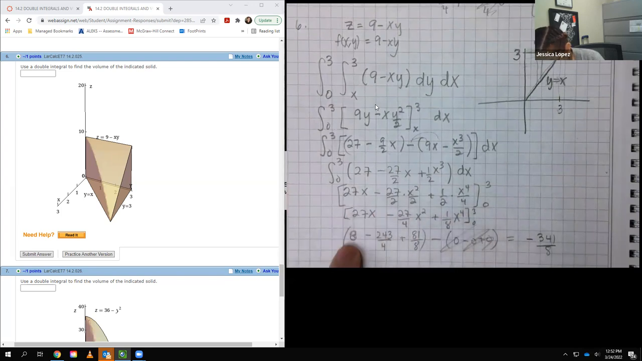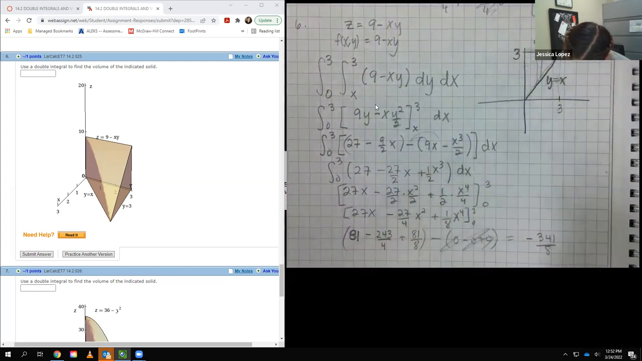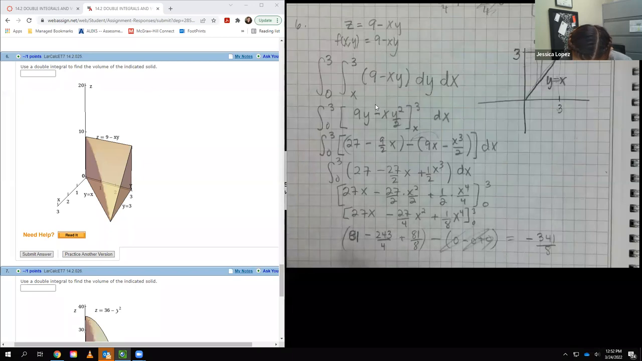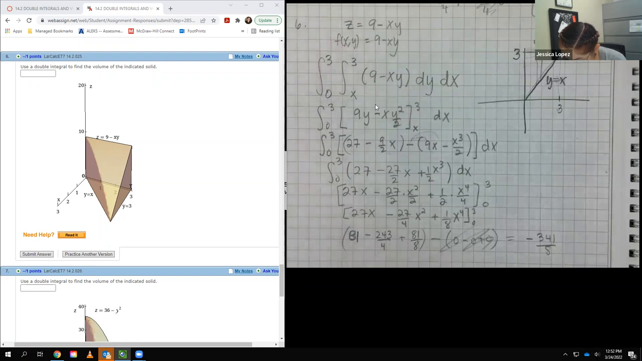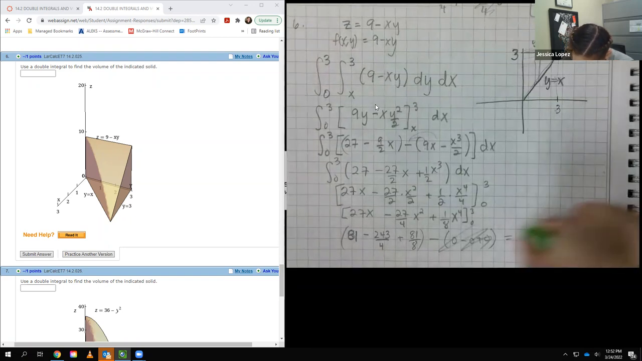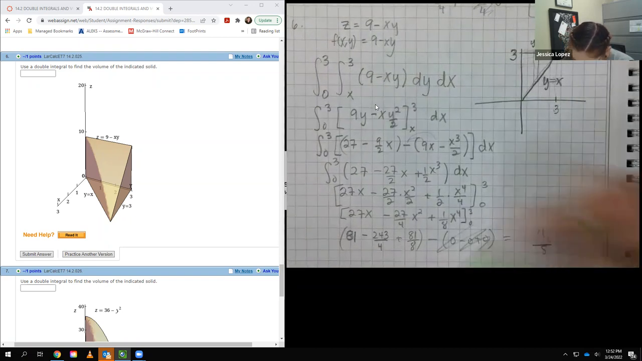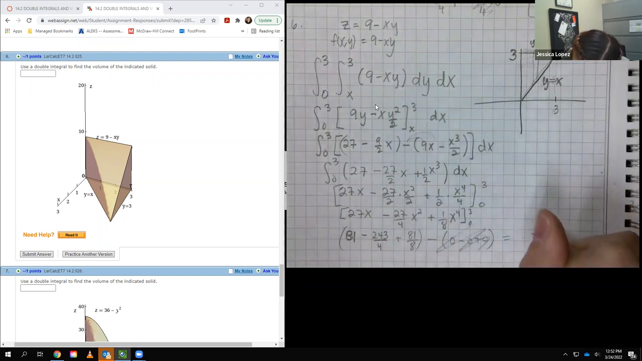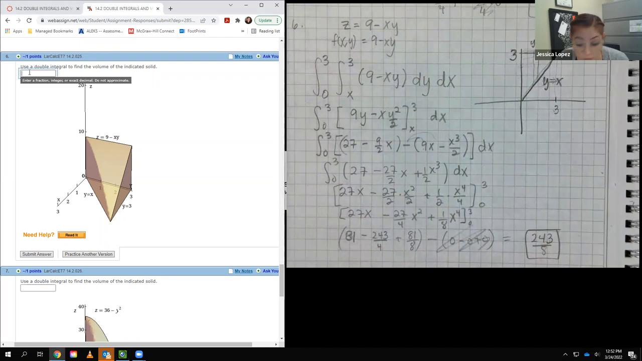And so then that's 8. Oh, that's not 8. What am I thinking? 27 times 3 is 81. So I should have done 81 and then all of those fractions. I'm telling you, this is the third time now I have typed in the wrong thing on my paper from the calculator. This is it. That makes more sense. 243 over 8.